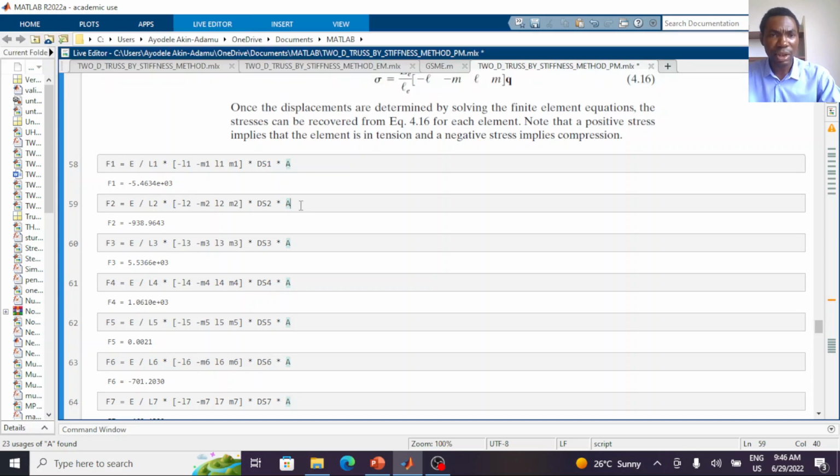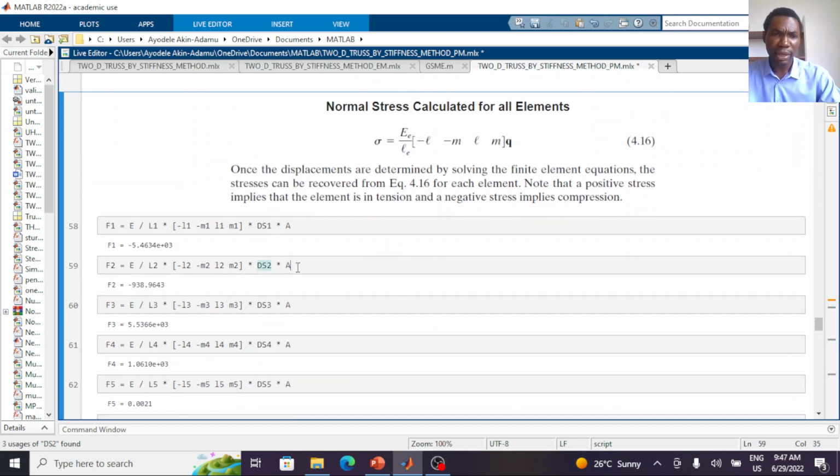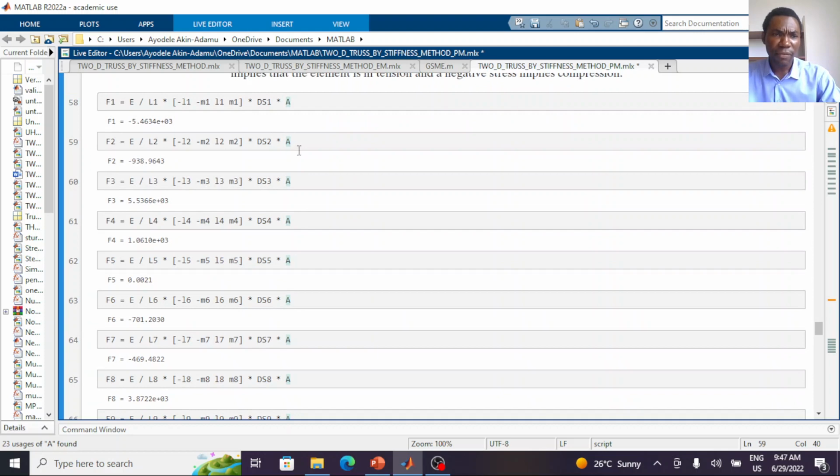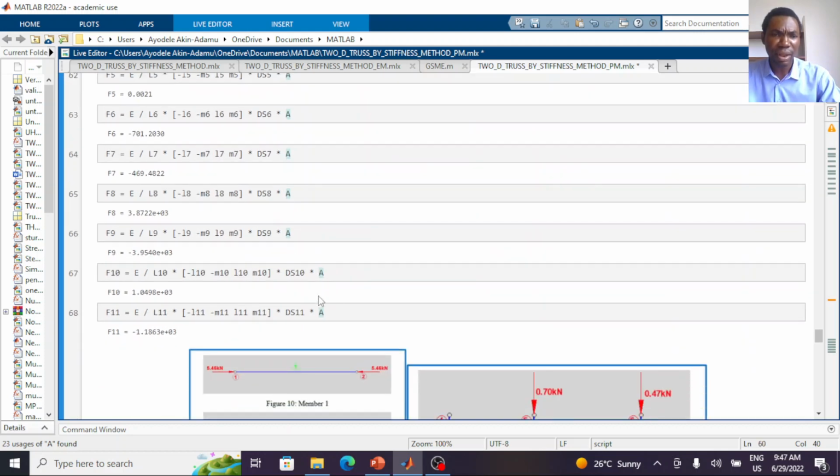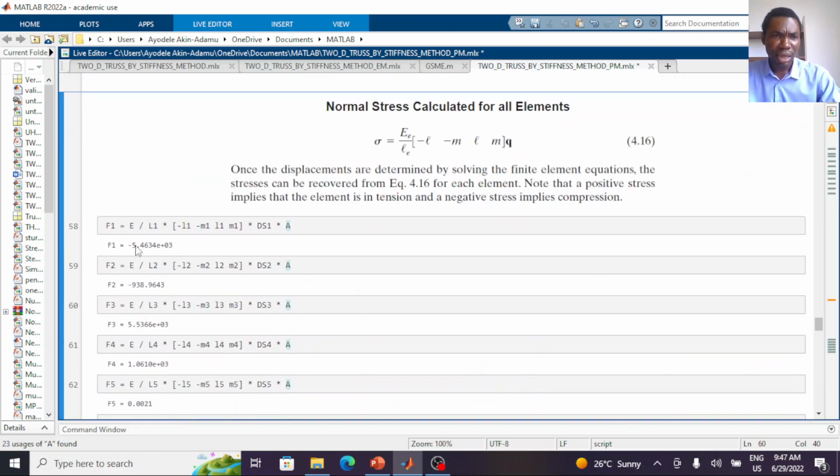You do the same thing for element 2. You define the axial force as F2, E, L2. You see I'm using L2 here, the cosine angle for element 2, sine angle for element 2, multiplied by the displacement vector ds2, which I've already defined in the code above, multiplied by A. So you do this for F2, do this for F3 to F11. As you can see, this F1 is minus 5.4634 times 10 to the power 3.